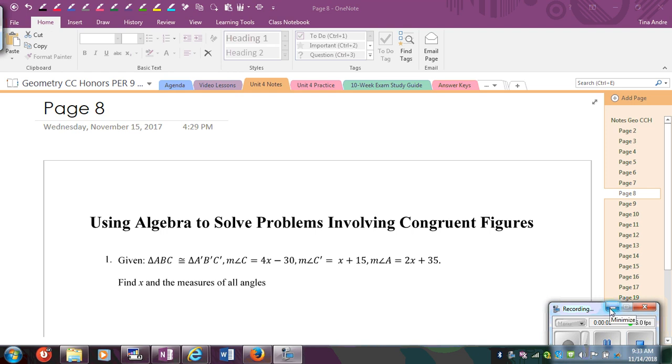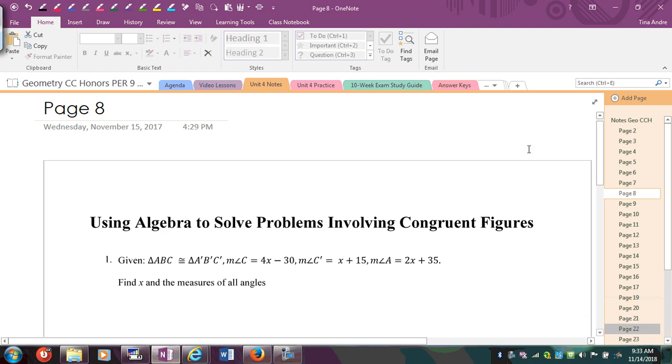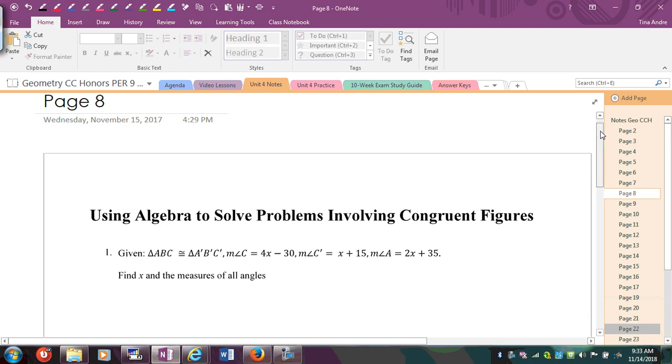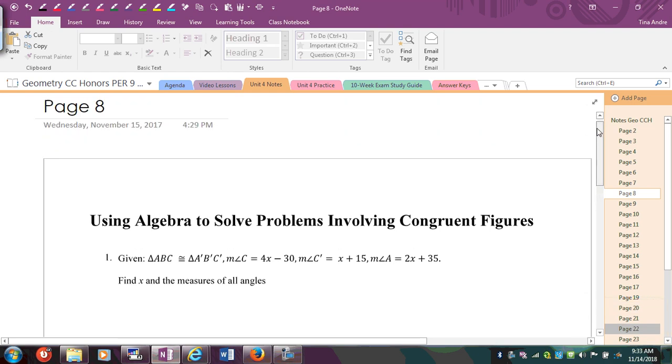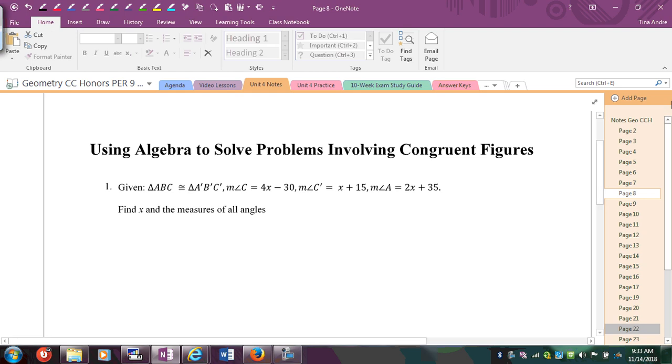In this lesson, we're going to look at how to use algebra to solve problems that involve congruent figures. When we know two figures are congruent, we know that all of their corresponding parts are also congruent. So all of their corresponding sides and all of their corresponding angles must be congruent if the two figures are congruent themselves.